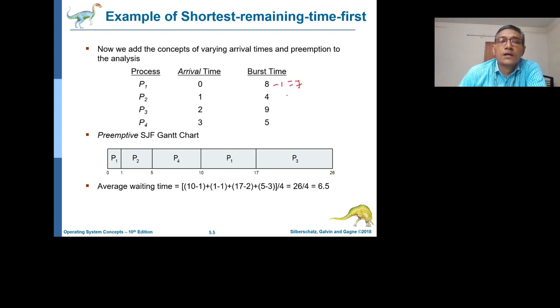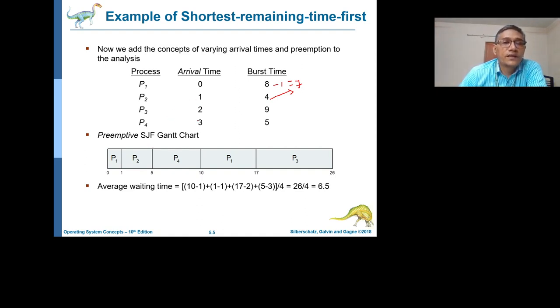Now at time 1 millisecond, when the scheduler compares P2's burst time and P1's burst time, 4 is less than 7. So 4 is less than 7. So P2 will take over the CPU at 1 millisecond, as soon as it arrives. Now P2 will also execute for 1 millisecond, right? Because at time 2, P3 arrives.